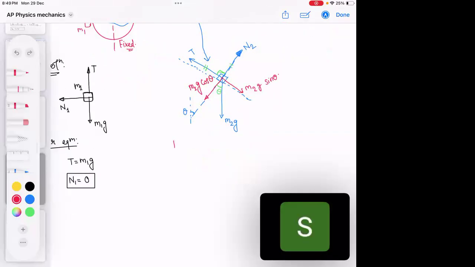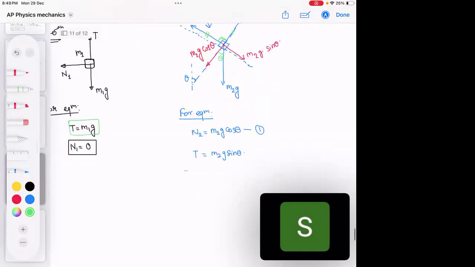What is the condition needed for equilibrium of this M2 block? For equilibrium of the M2 block, N2 should be equal to M2 g cos theta. That is the first equation. Second equation: T should be equal to M2 g sin theta. And the value of T we just calculated is M1 g. So M1 g should be equal to M2 g sin theta.